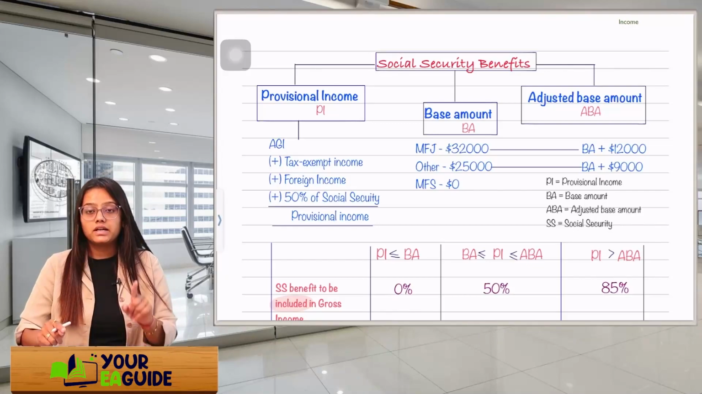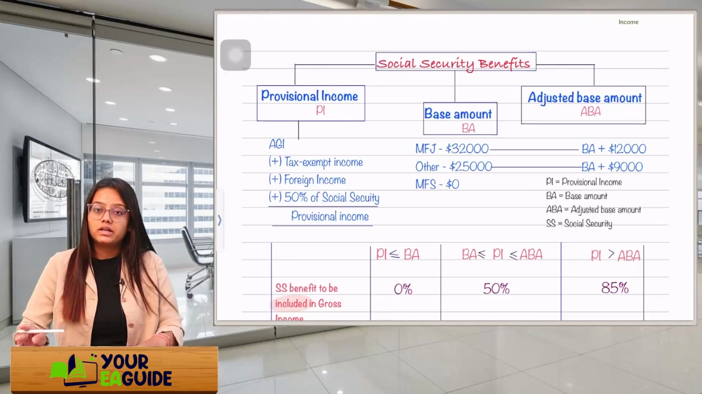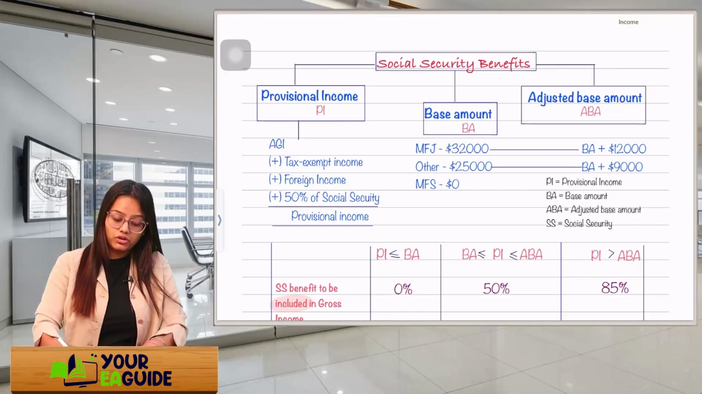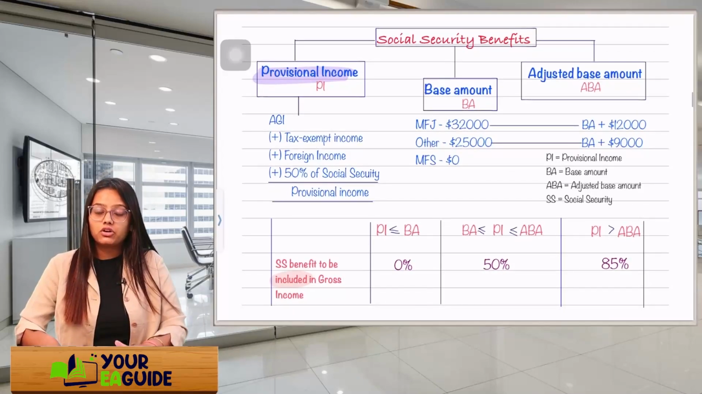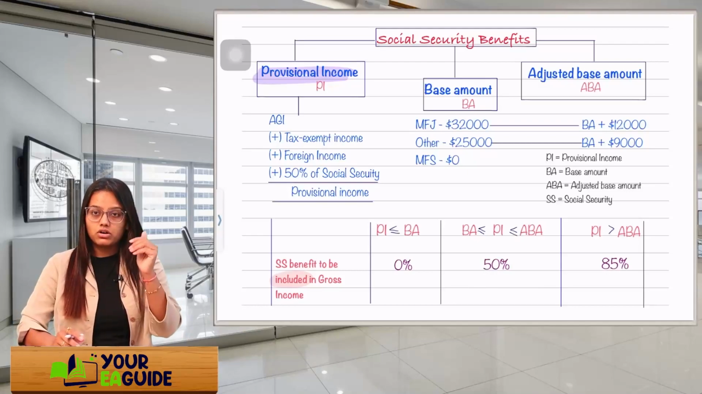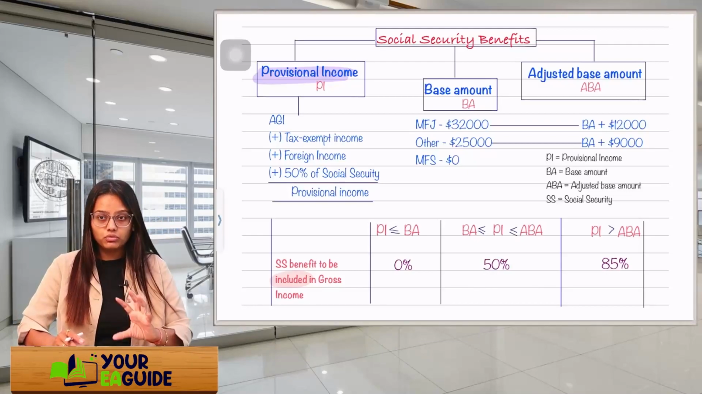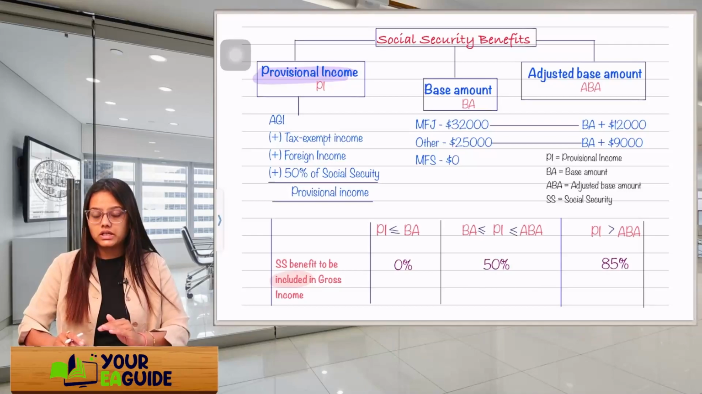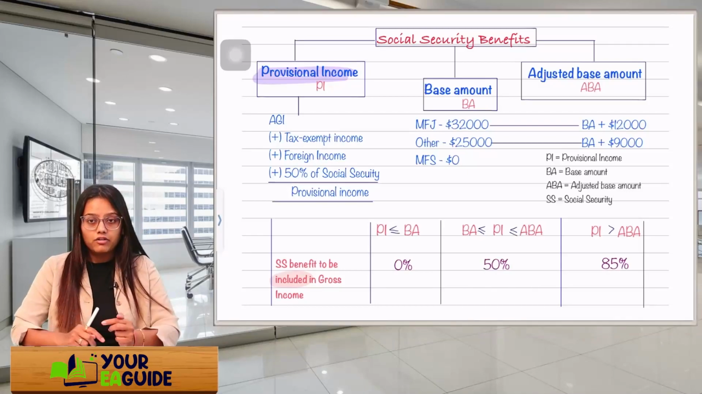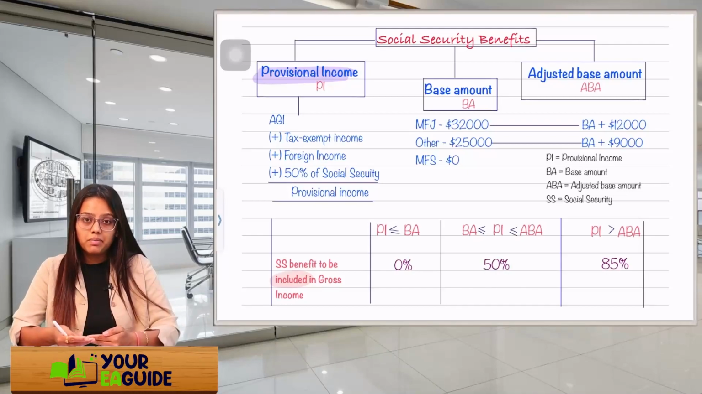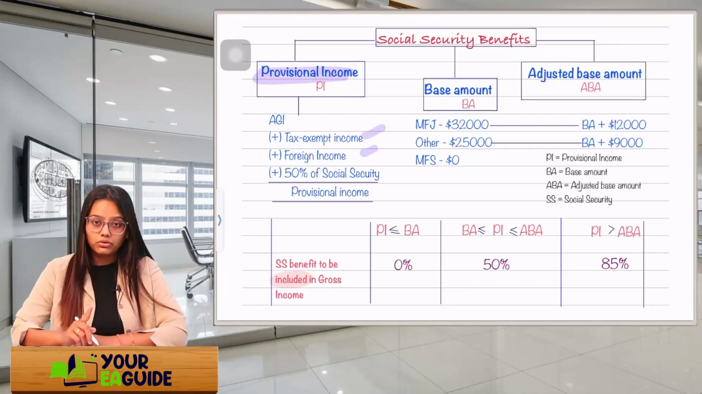So let's understand how much is tax exempt and how much is taxable. For that, first you need to figure out your provisional income. Provisional income will include all your AGI. AGI means the adjusted gross income. On the first page of your 1040 you will see it. In that, tax exempt income is not included, right? So add it back. Foreign income is not included, so add it back.